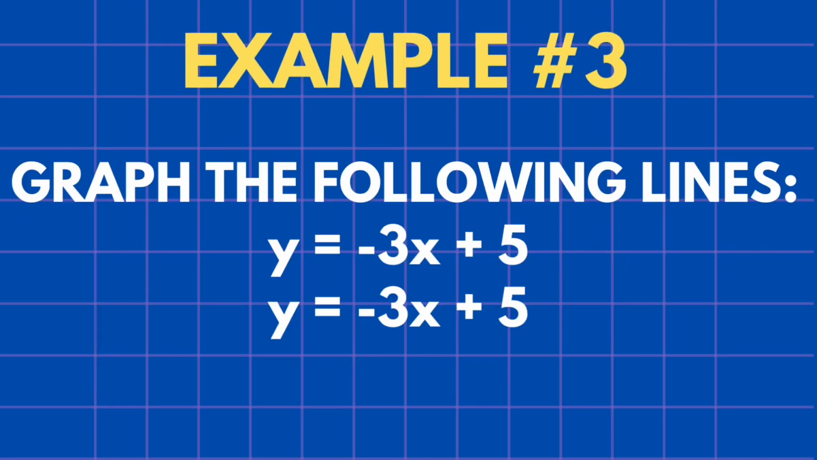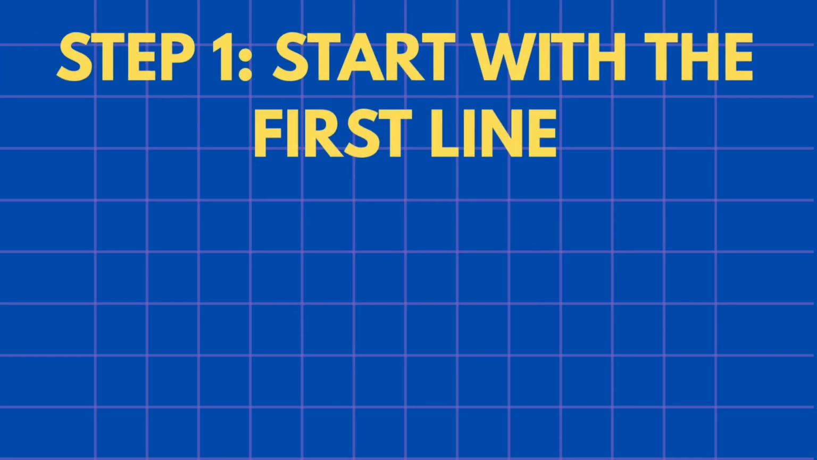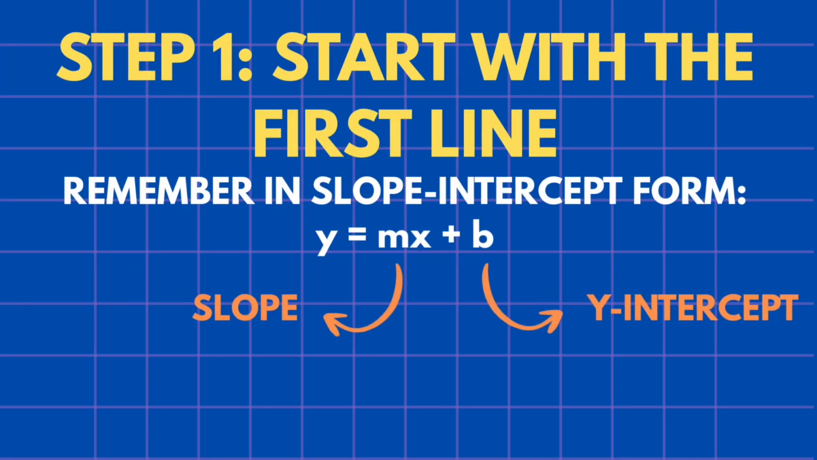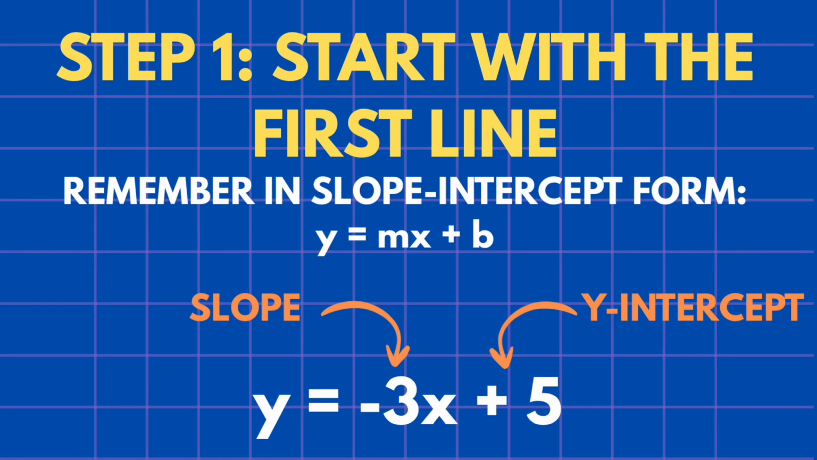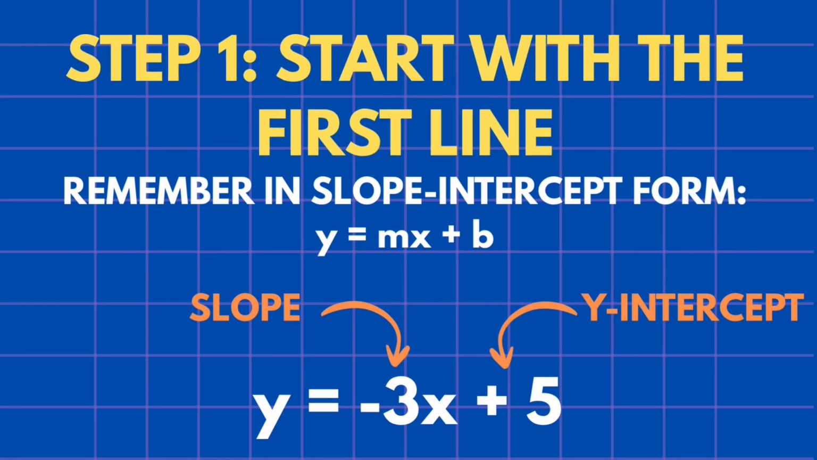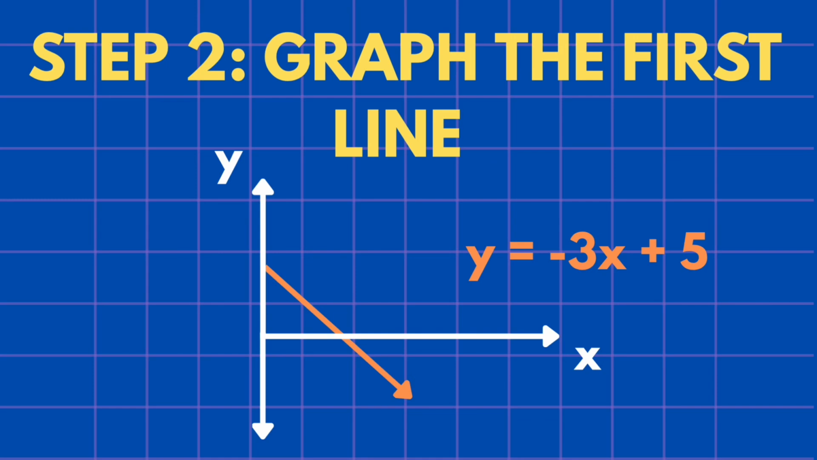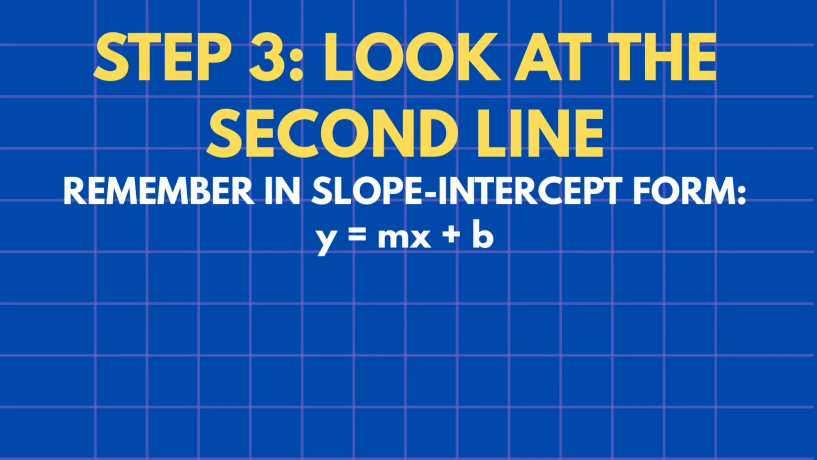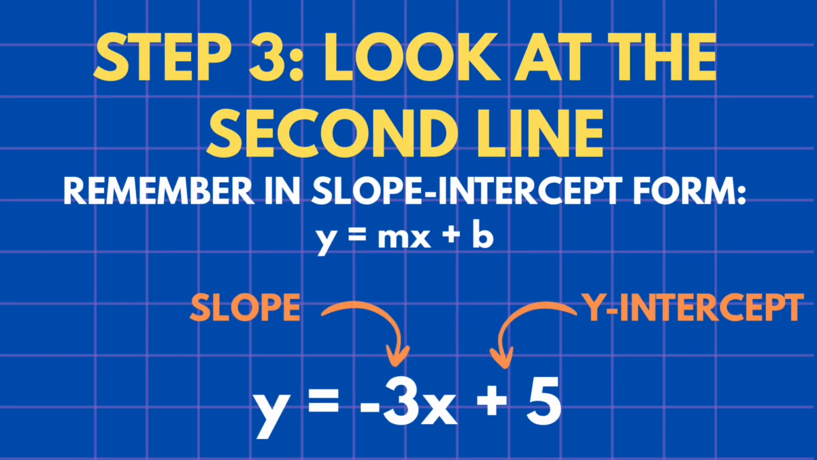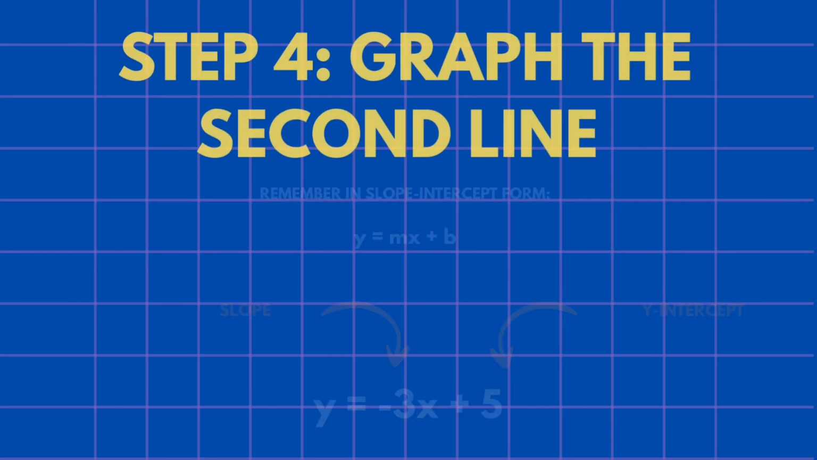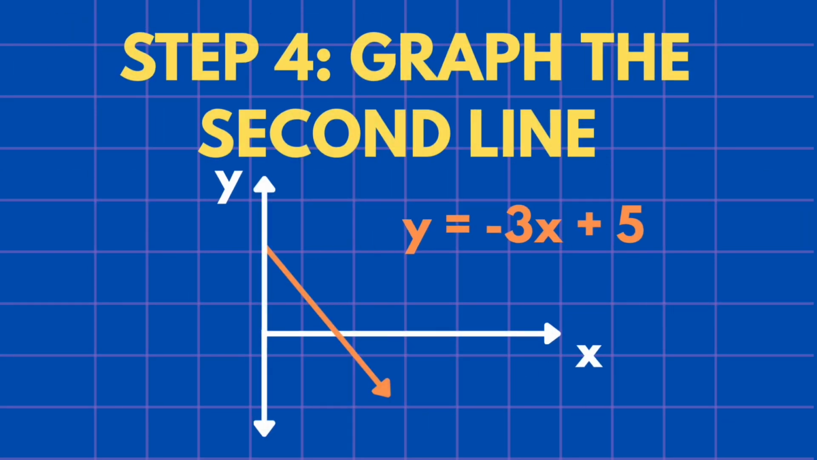Graph the following lines. y = -3x + 5 and y = -3x + 5. Using the same steps as before, let's start with step 1. Using slope-intercept form, we see that our slope is -3 and our y-intercept is 5. In step 2, we can graph the line by starting at the intercept of 5 and then rising -3 units and moving right 1 unit. For our second line, we can analyze the equation to see that our slope is also -3 and our y-intercept is 5. In step 4, we can graph this line by starting at 5 and then rising -3 units and moving right 1 unit.